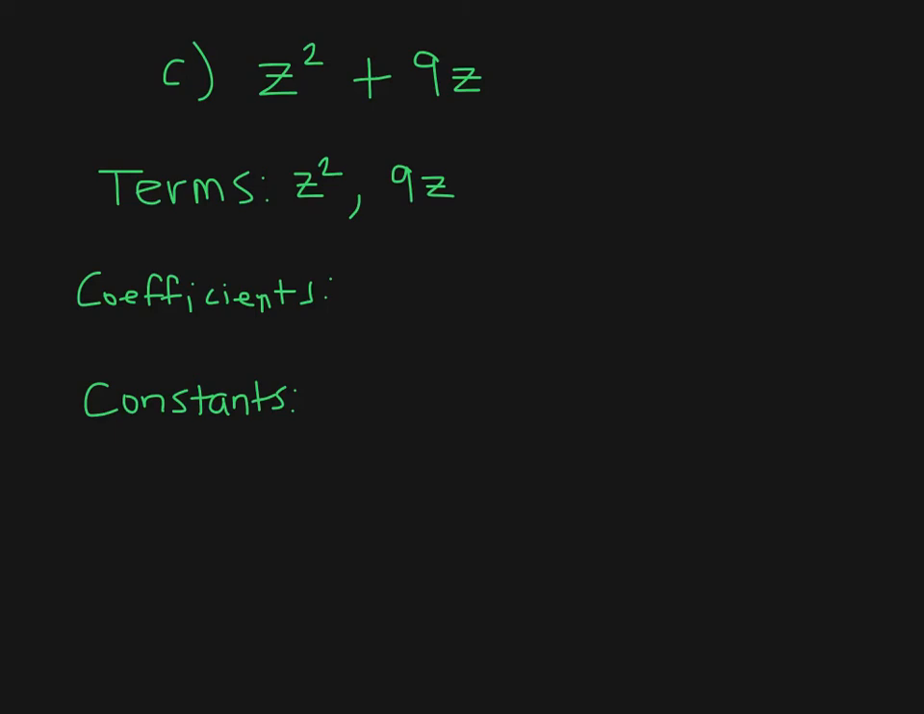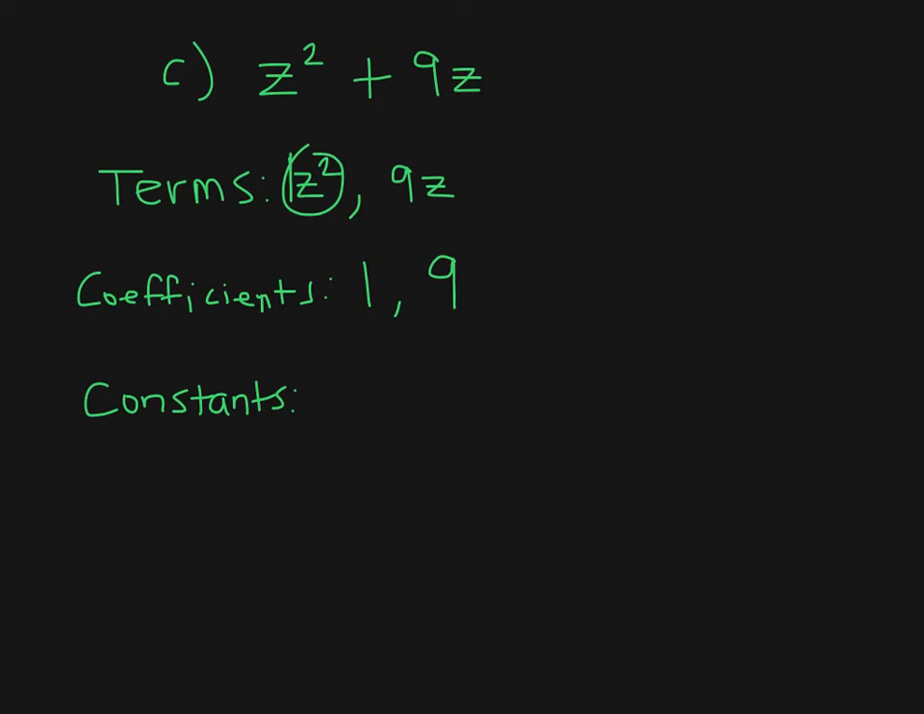So now that I have my terms laid out, now I need to look at what are my coefficients. Well, as I told you before, if I have z by itself or any variable by itself, that means I technically have 1z. So, technically speaking, I have one coefficient, and then I also have 9 as a coefficient because they're both the numbers that are attached to a variable.